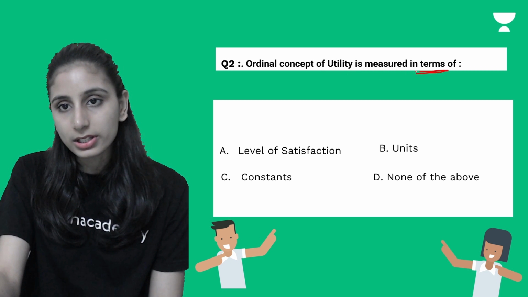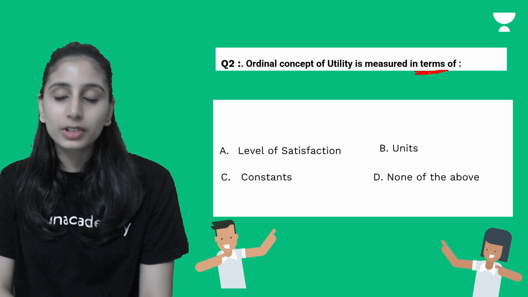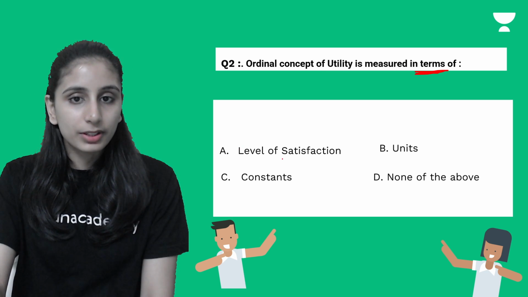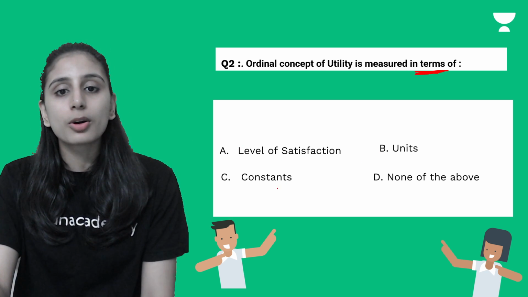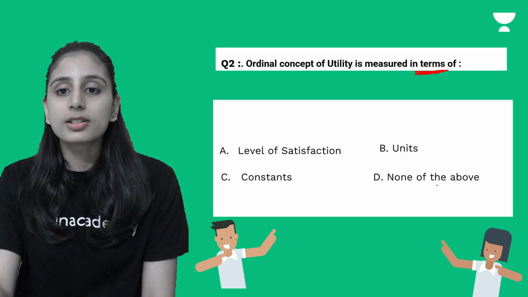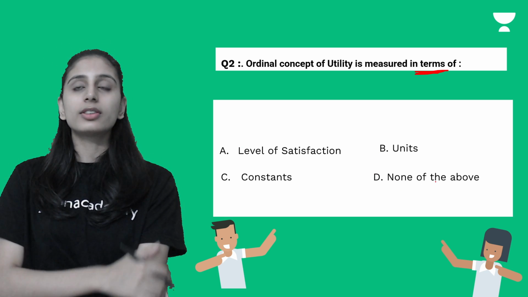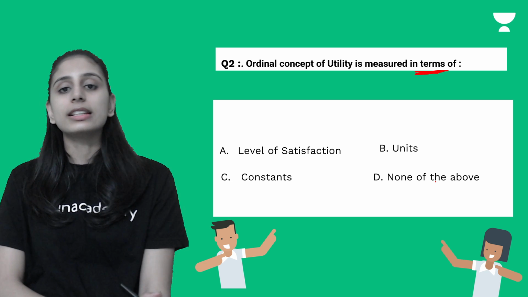Let's move on to the second question: the ordinal concept of utility is measured in terms of what? I'll pause for 10 seconds. The first option is level of satisfaction, the second option is units, the third option is constants, and the fourth option is none of the above. I'll pause for 5 to 10 seconds, then we'll see the answer.